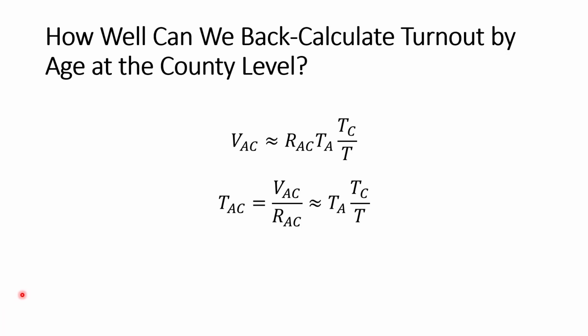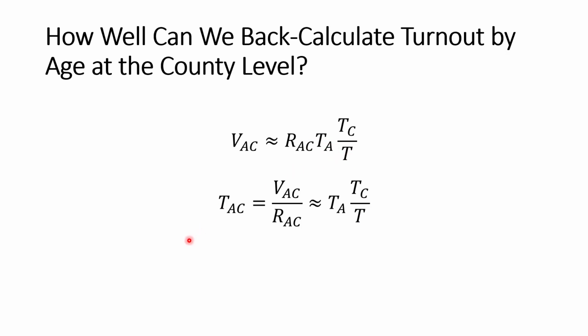So another fair question to ask, since the claim is that they were basically trying to backfill to match this magic age curve, is how well does this actually back calculate the turnout of people of a given age at the county level? Remember, this top equation is the one we used to estimate the number of voters of age A in County C. I can also estimate the turnout of voters of age A in County C by taking the turnout based on age times the turnout based on county divided by the statewide turnout.